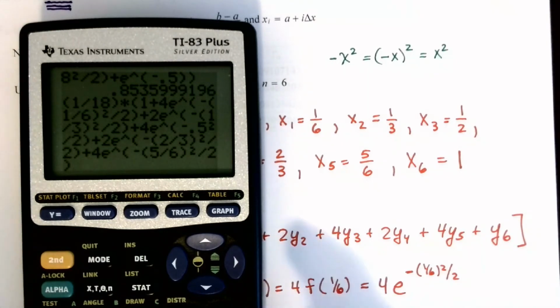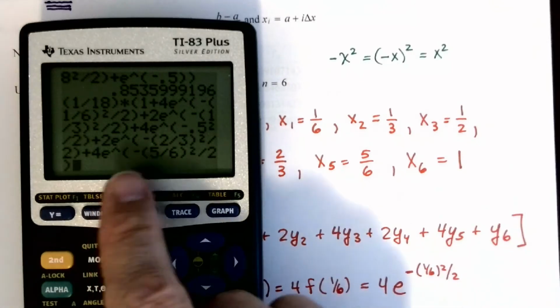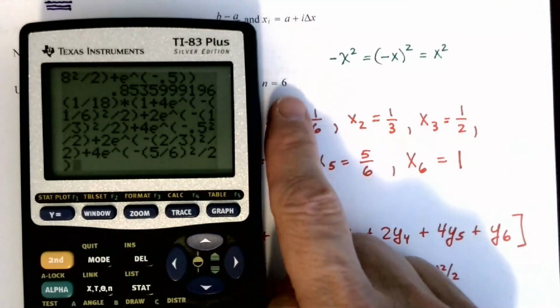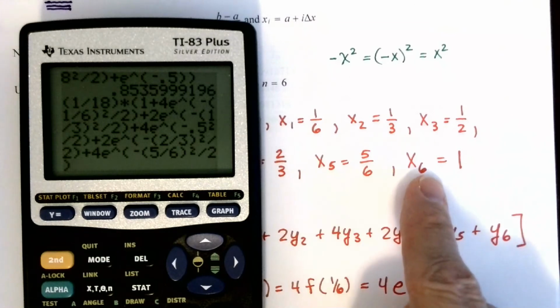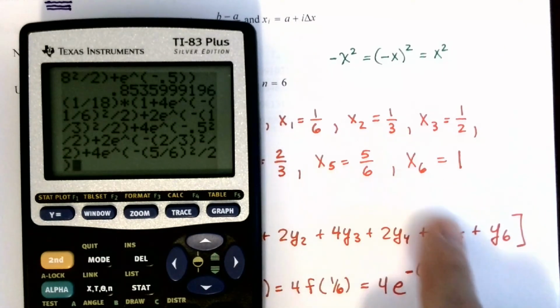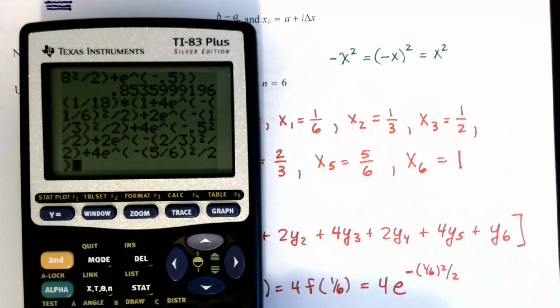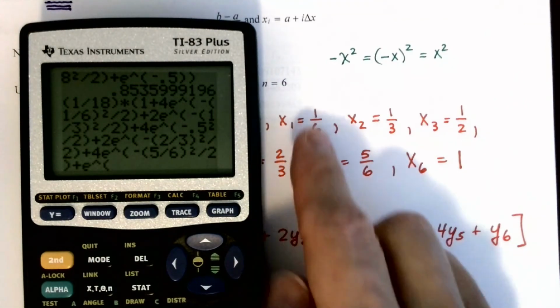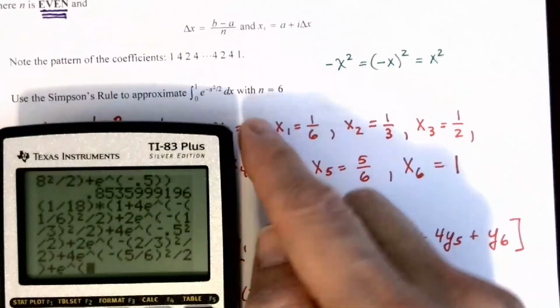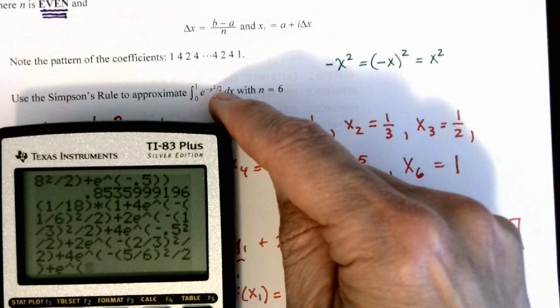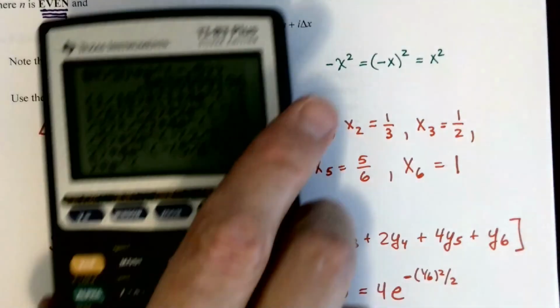Okay, and I've got one more to do. Why do I have one more when I was copying it? Because we went from n equals 5 to n equals 6. And then x sub 6 is just going to be 1. So it's 1, notice the coefficient is 1, so plus just e. And if I plug in 1 to this, what do we get? E to the negative 1/2 power.